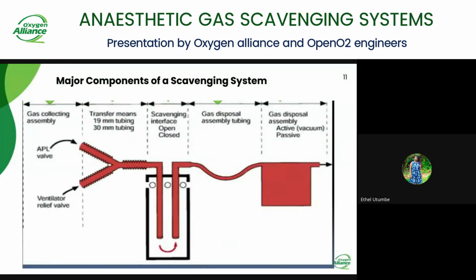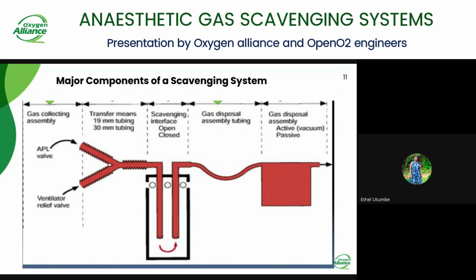So let's move on to how the scavenging system works. As you can see on the diagram, there is a gas collection assembly. The waste anesthetic gases come from the breathing circuit, and then they go through the ventilator relief valve, and some waste anesthetic gas can also enter into the APL valve. The APL stands for the adjustable pressure limiting valve. Then there's a tube that takes these waste anesthetic gases into the scavenging interface.